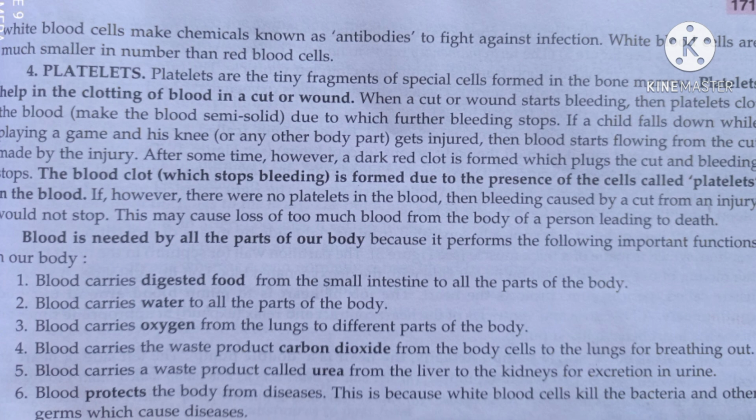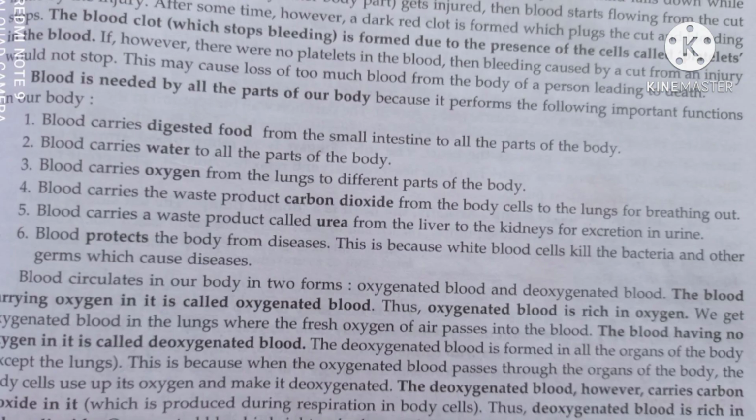Dear students, please note that blood circulates in our body in two forms: oxygenated blood and deoxygenated blood. The blood carrying oxygen in it is called oxygenated blood, and the blood having no oxygen in it is called deoxygenated blood. Oxygenated blood is rich in oxygen and deoxygenated blood is rich in carbon dioxide. Oxygenated blood is bright red, whereas deoxygenated blood is darker.